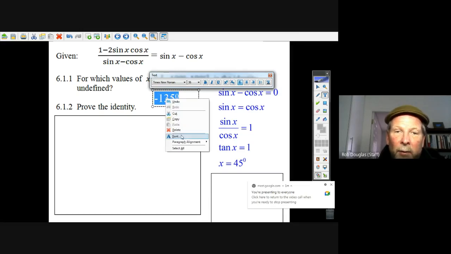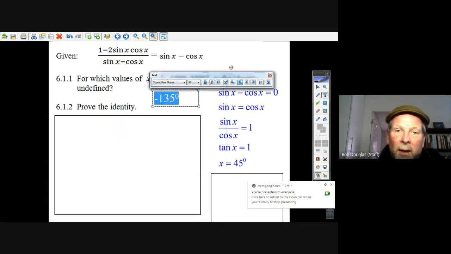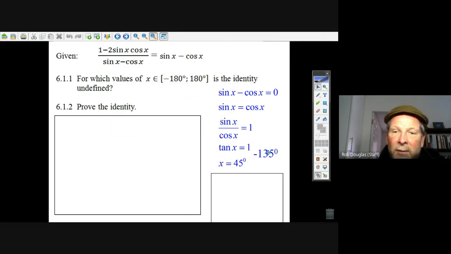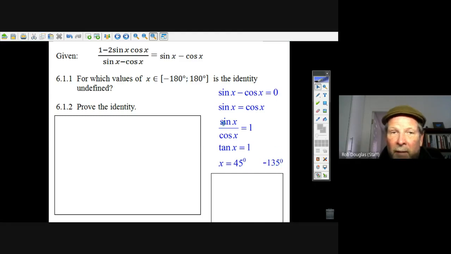I'm going to put negative 135 degrees right in there. I'm glad I spotted that. There are two solutions: one of 45 degrees, and negative 135 degrees, which is in this range. Those are the two values that are going to make it undefined, because they'll make the bottom 0. Okay, well, that's it.